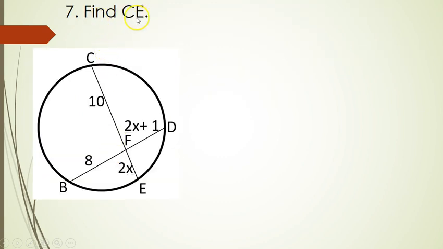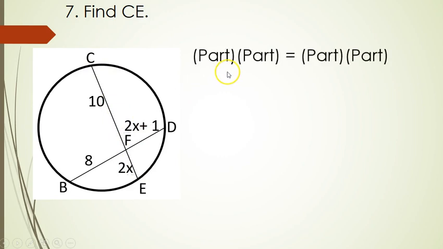This one says to find CE. So on this one, we have two chords that are intersecting inside the circle. So we're going to take the parts of each of the chords and we're going to multiply them. So we're going to multiply BF times FD, and we're going to set it equal to CF times FE. So part times part equals part times part.